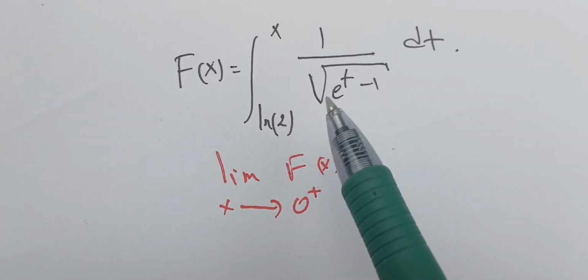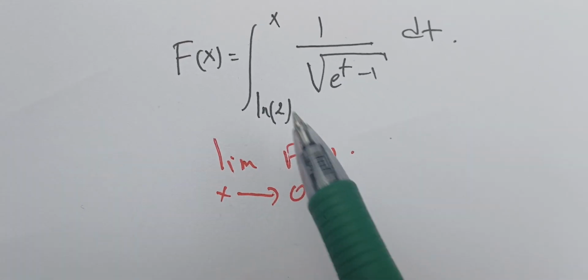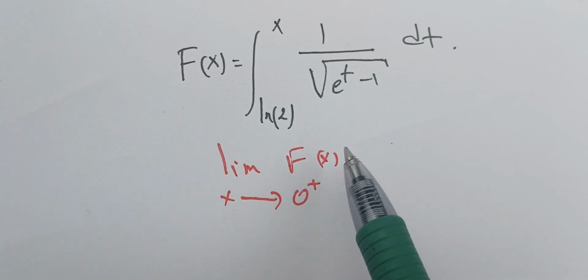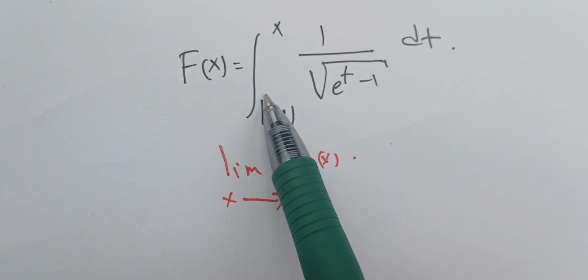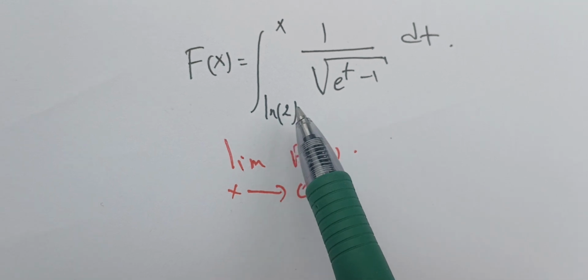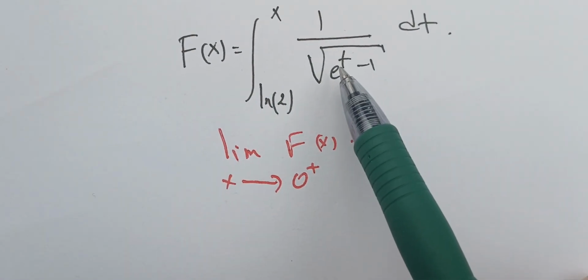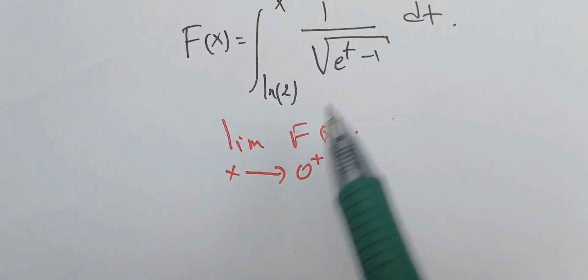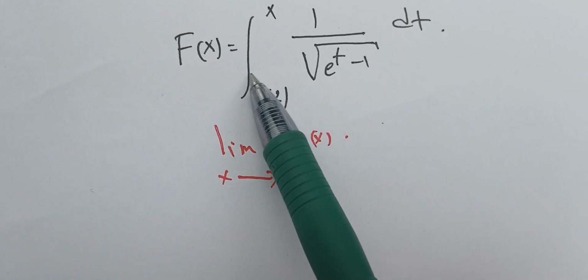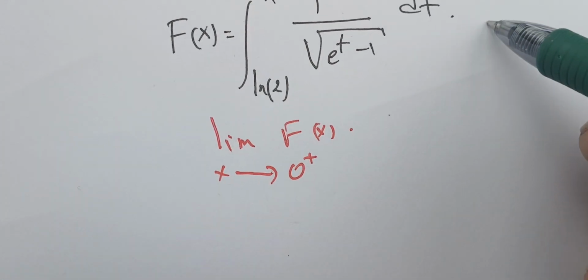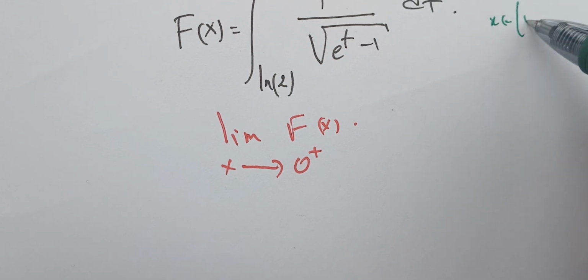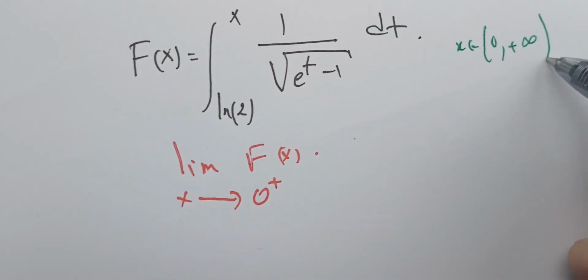Welcome back. In this video, we're going to try to find the limit as x goes to 0 from the right of this function. Our function is defined by the integral of 1 over the square root of e to the power t minus 1, and we're going to integrate between the natural log of 2 and x. Here, x is in (0, +infinity).